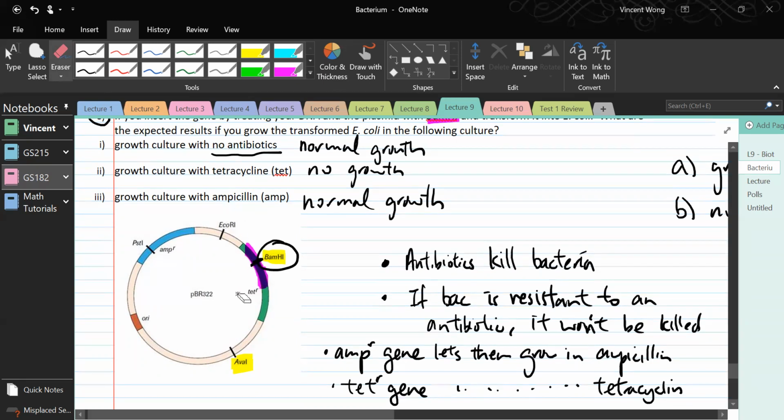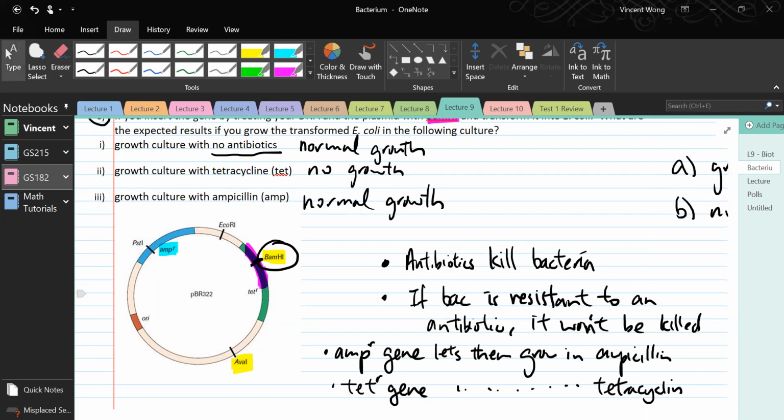If you insert a gene in the middle of the tetracycline resistance gene, then the tetracycline resistance gene will not work, meaning the bacteria will no longer be able to resist tetracycline. That is why when you grow them in the presence of tetracycline, there will be no growth, because the tetracycline will kill all of the bacteria. It is still okay to grow them in the presence of ampicillin because the ampicillin resistance gene was not disrupted. Does that make more sense now?